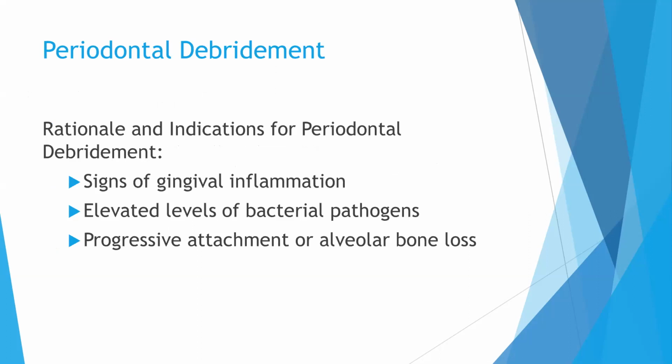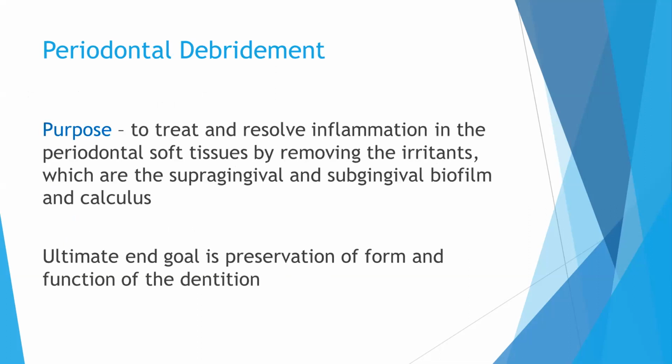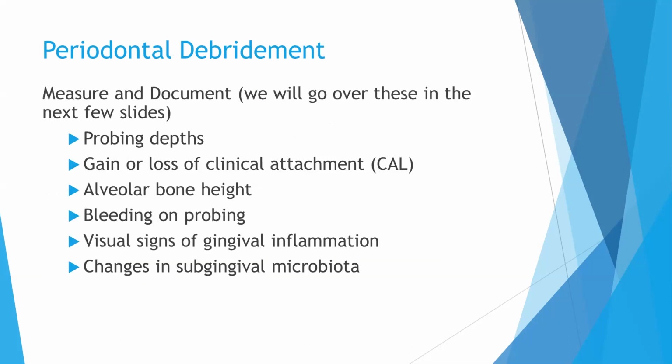So the rationale and indications for periodontal debridement are signs of gingival inflammation, elevated levels of bacterial pathogens, as well as the progressive attachment or alveolar bone loss or attachment loss. The purpose of periodontal debridement is to treat and resolve inflammation in the periodontal soft tissues by removing the irritants, which are both supragingival and subgingival. They're the biofilm as well as calculus. And the ultimate end goal is preservation of form and function of the dentition.